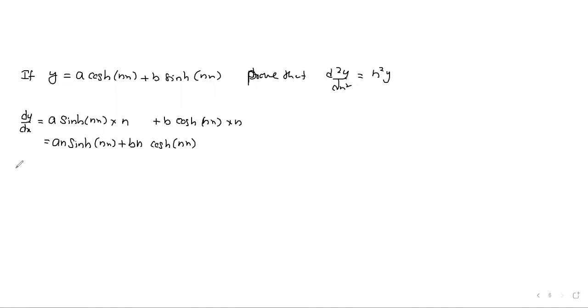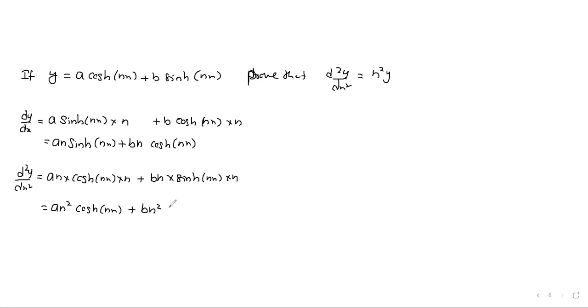Then the second differentiation, d squared y by dx squared: you can keep minus an, and the differentiation of sin nx is cos nx into n, plus bn into the differentiation of cos nx, which is minus sin nx into n. It turns out to be minus an squared cos nx minus bn squared sin nx. So you can see here, if I take minus n squared out, it turns out to be a cos nx plus b sin nx. We know that this part is similar to y. So minus n squared y. That is a way of proving this theory.